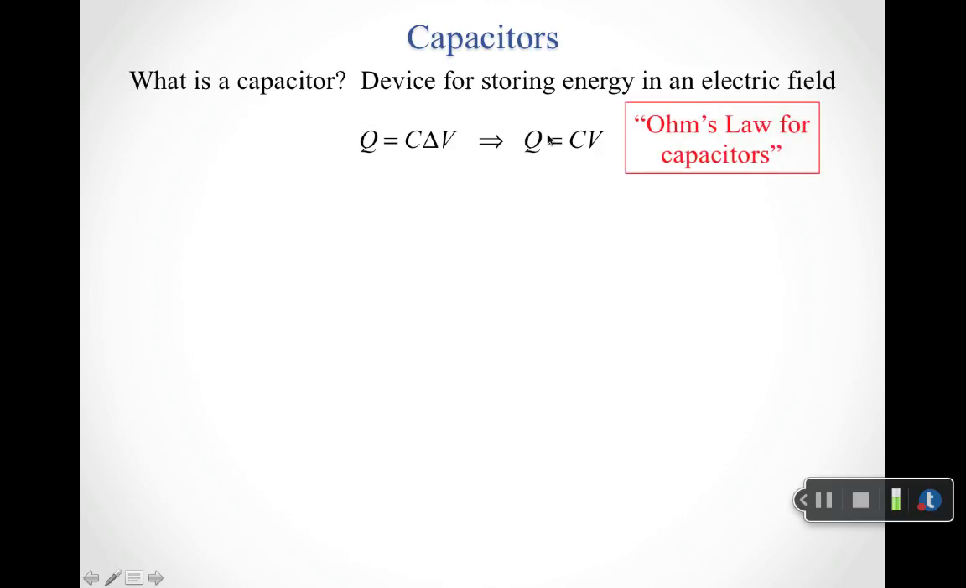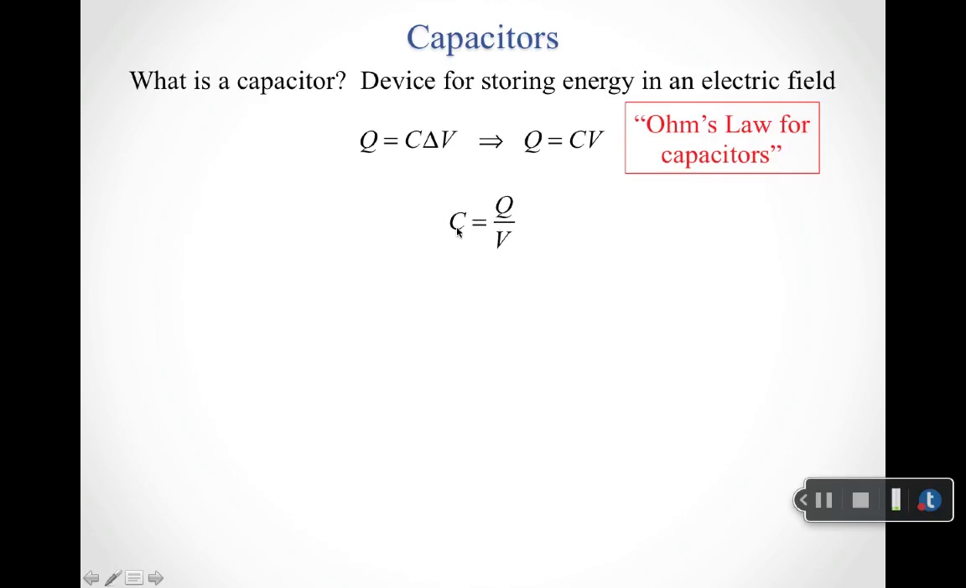So this equation is basically going to be our Ohm's law for capacitors. Ohm's law, V equals IR, is the equation that we'll call Ohm's law. That's an equation for resistors, and that defines what's going on with a resistor. This is basically the same kind of idea for a capacitor. It's the equation that defines what's going on with the capacitor.